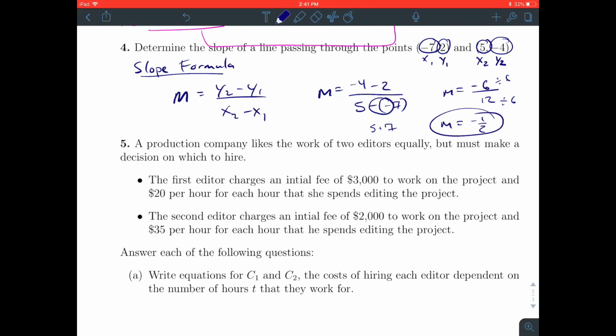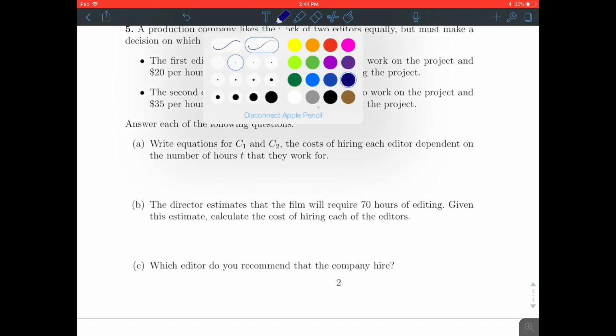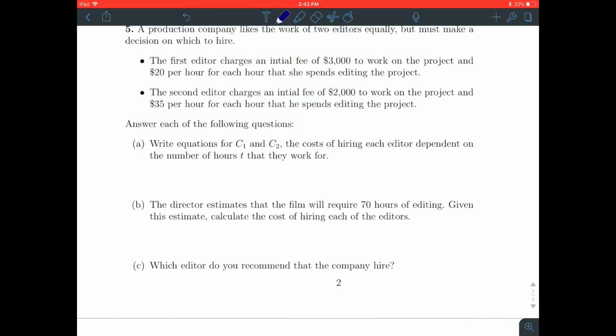All right. Now we've got this kind of daunting looking word problem, but I think hopefully the stuff we learned in class with the visual patterns can be applied here. A production company likes the work of 2 editors equally, but must make a decision on which to hire. The first editor charges an initial fee of $3,000 to work on the project, and $20 for each hour that she spends editing the project.